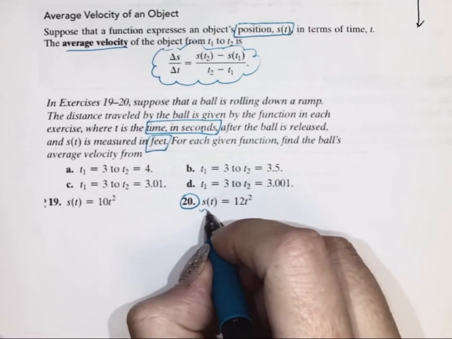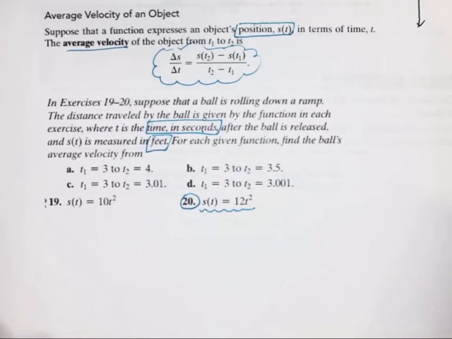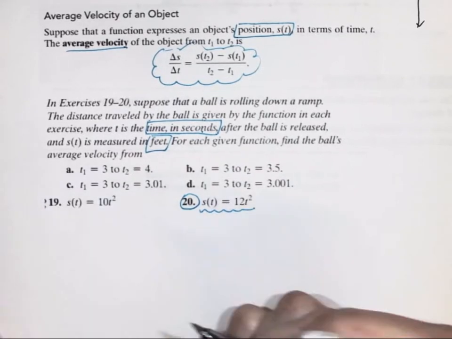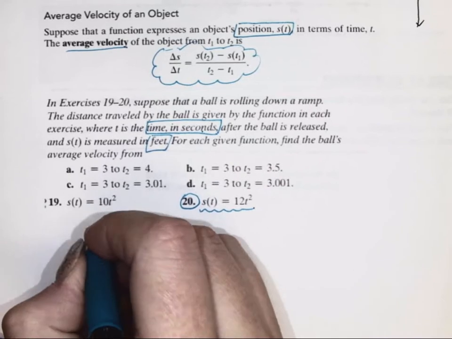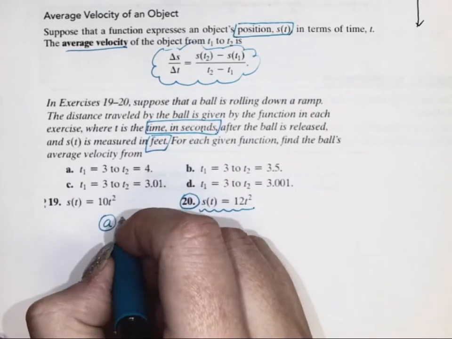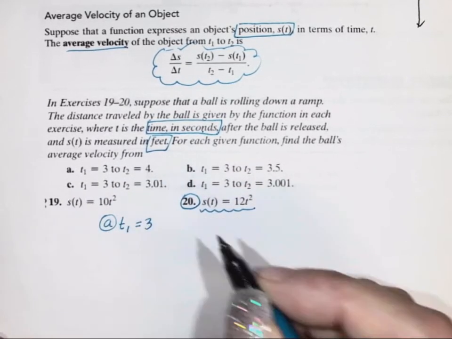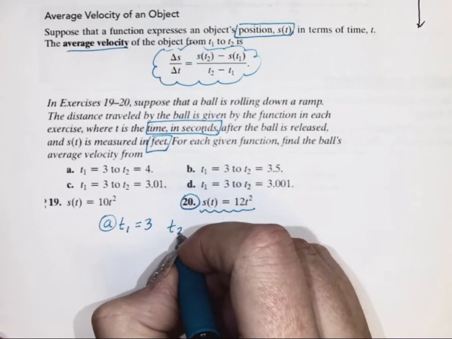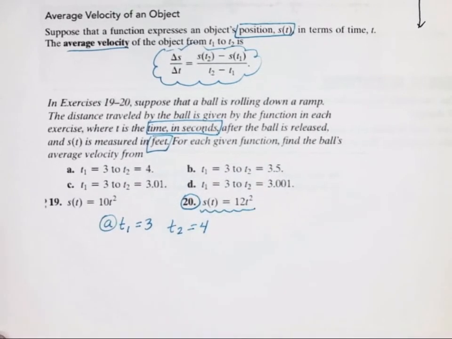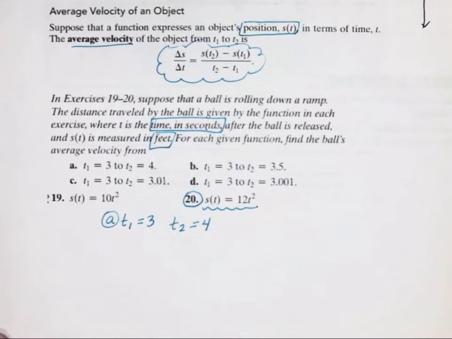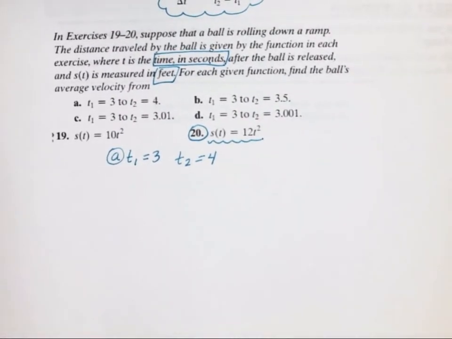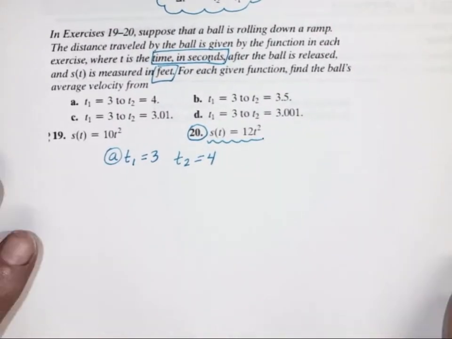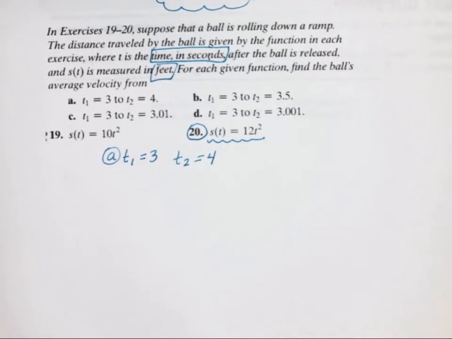Okay, and this is our function. And let's look at part A. In part A, we have time 1 is 3 seconds. Time 2 is 4 seconds. Going back to the steps that I told you on how to find average velocity or average rate of change.